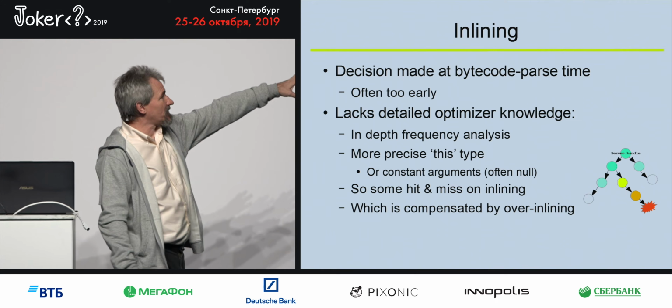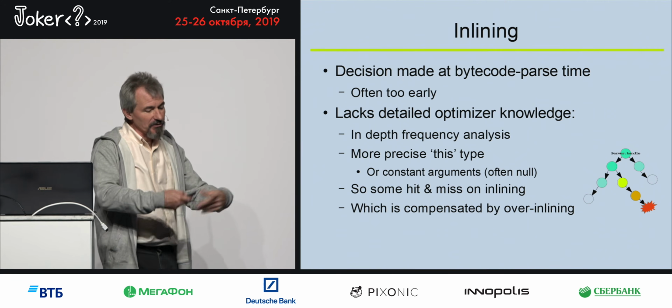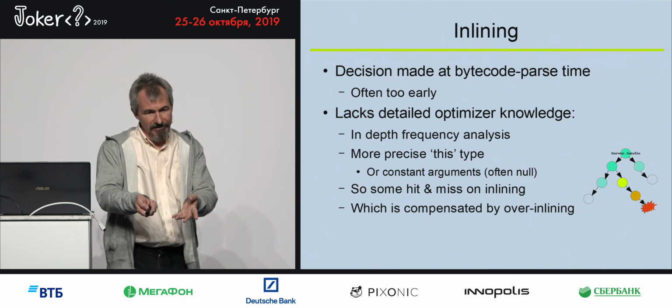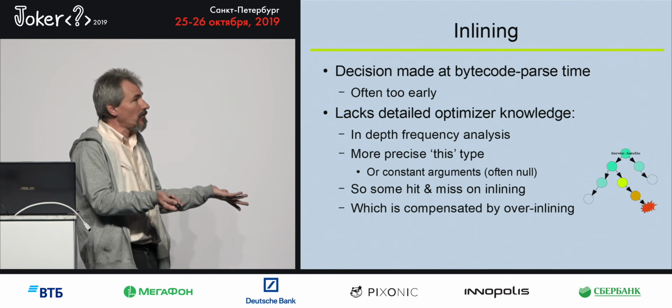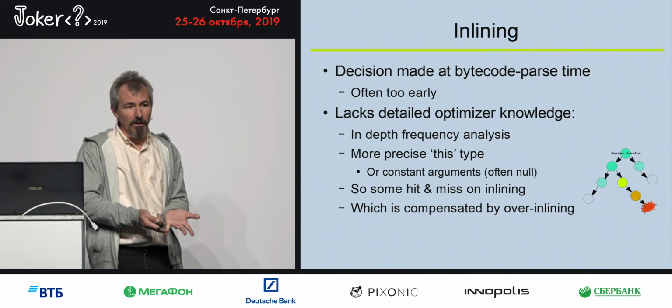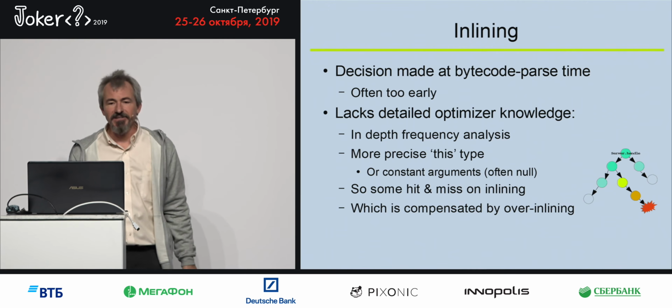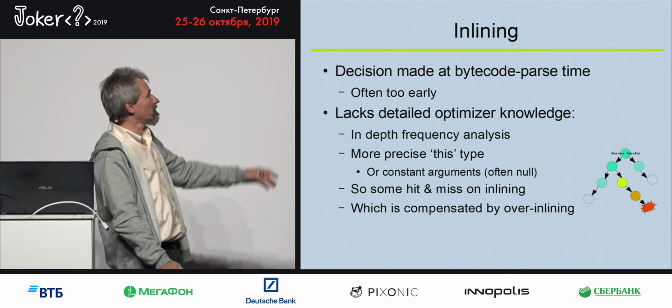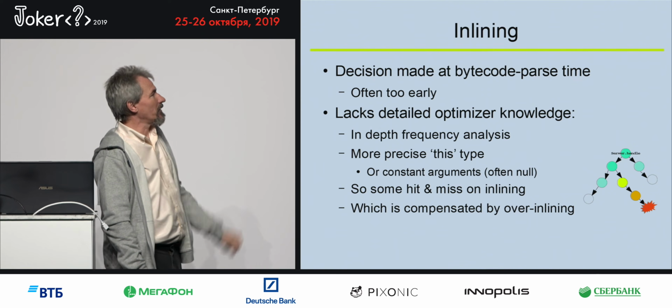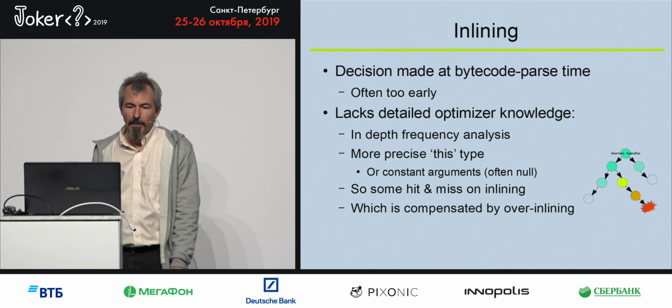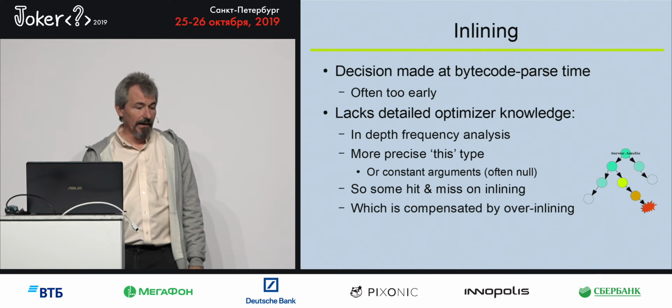The constant arguments is another heuristic that says it's useful to inline this guy because all his inputs are null, for instance, and that almost always means that internally this method will hit a null pointer check and bail out. So I can inline it because it's probably going to die instantly and be no code, right? So it's free to inline. So you get some hit or miss on inlining, which we're going to compensate by very aggressive inlining.